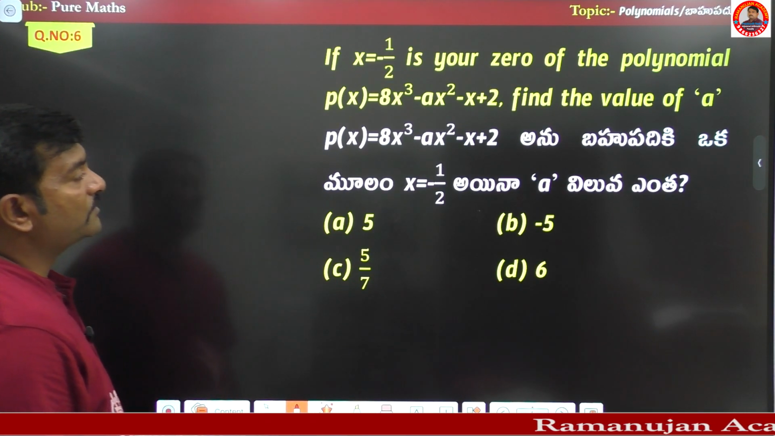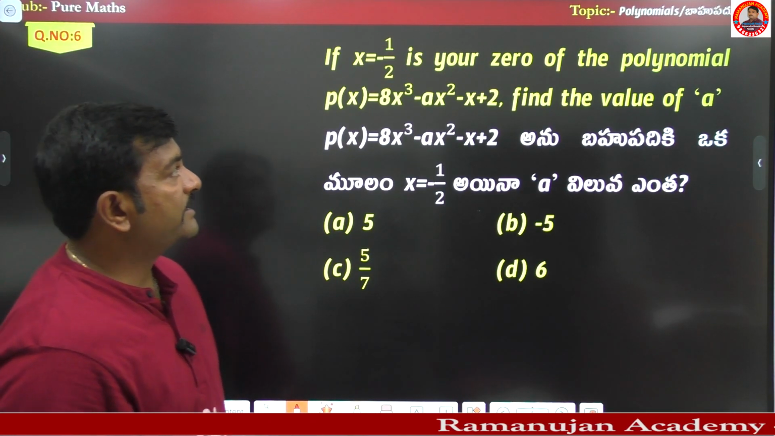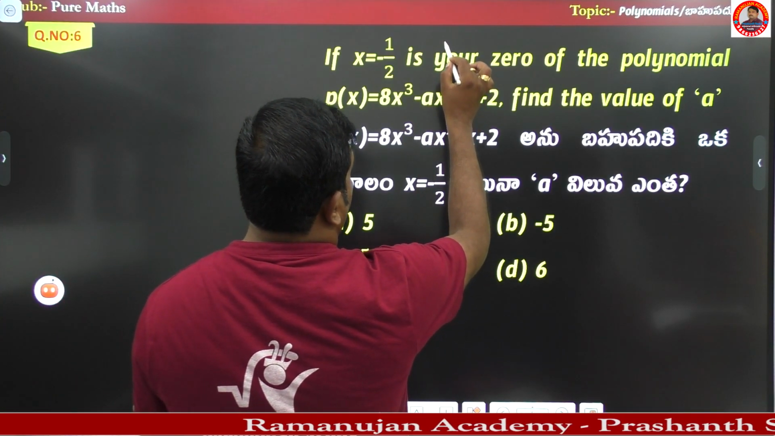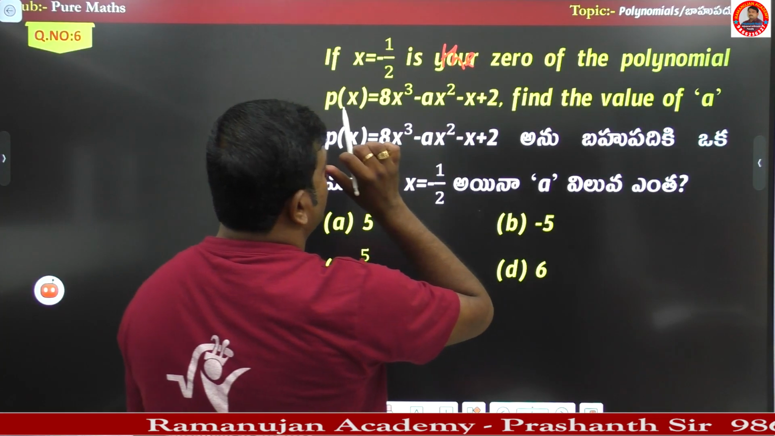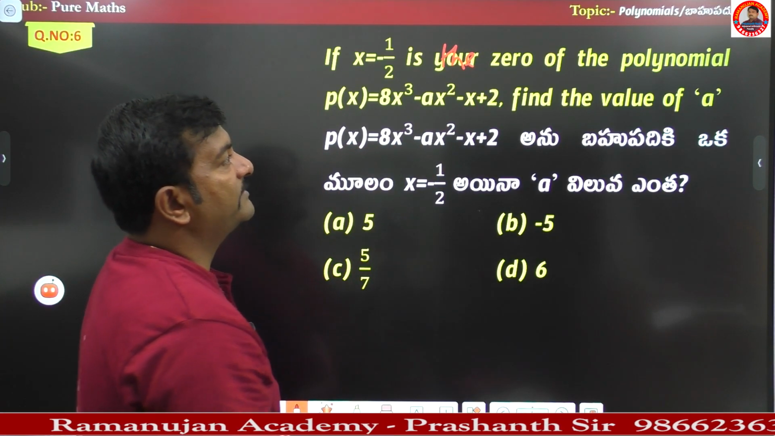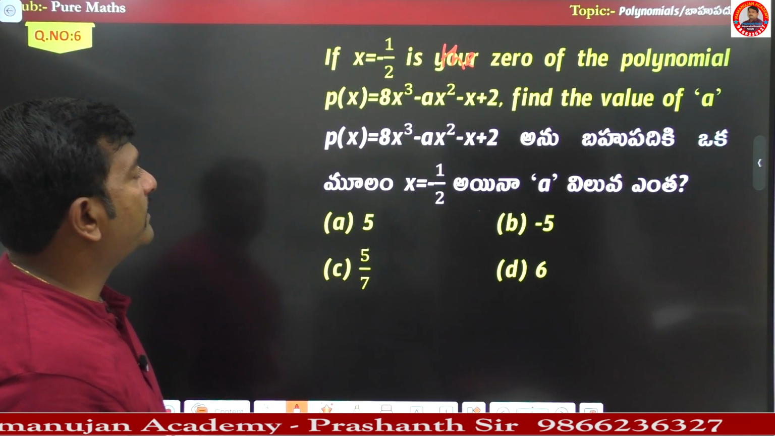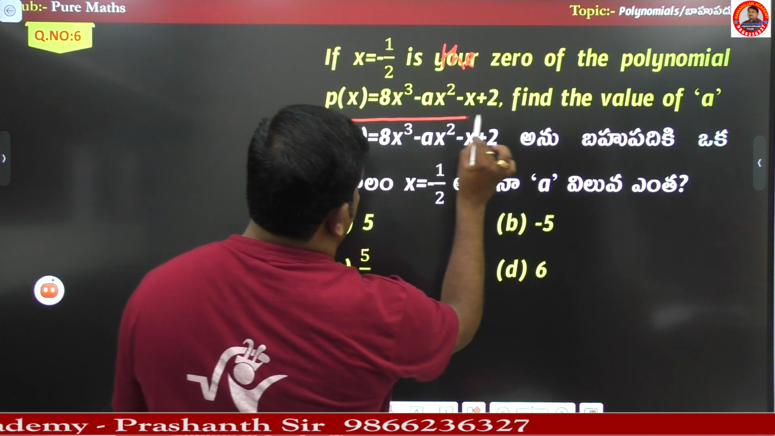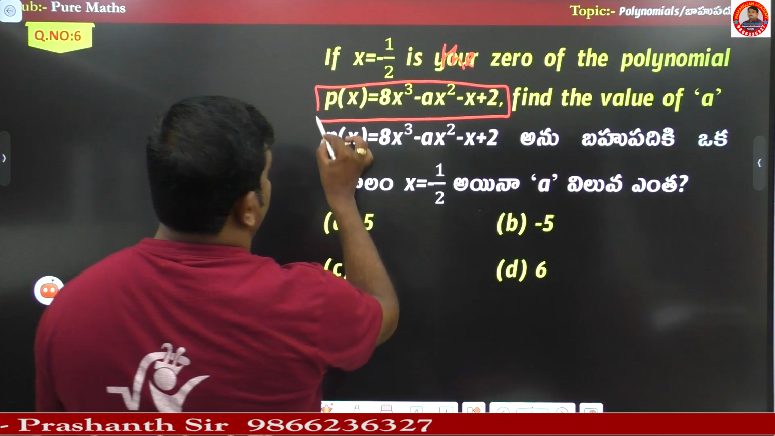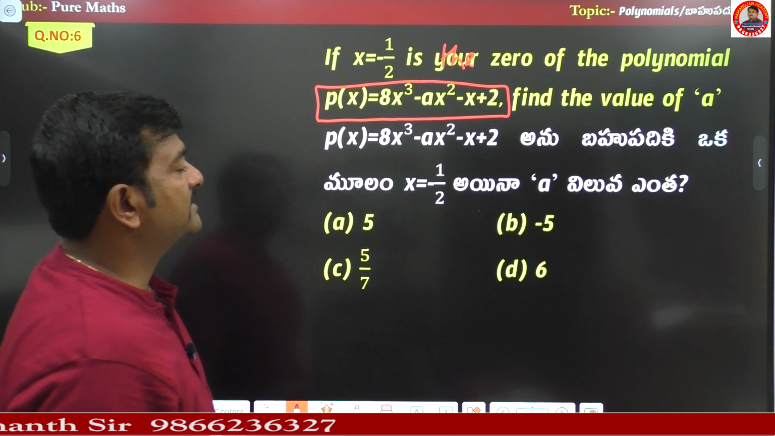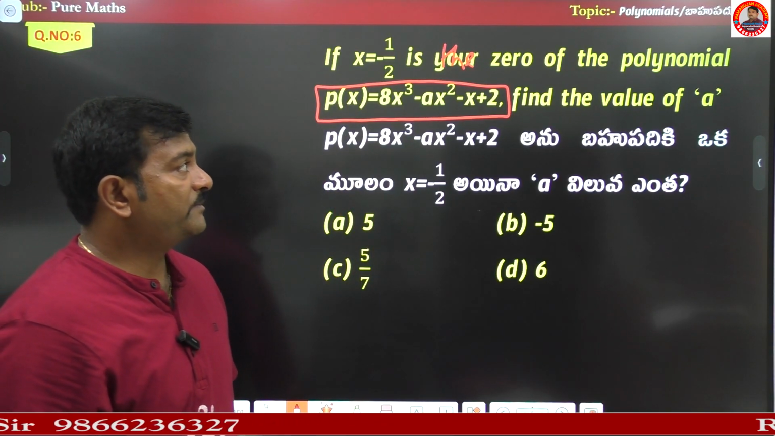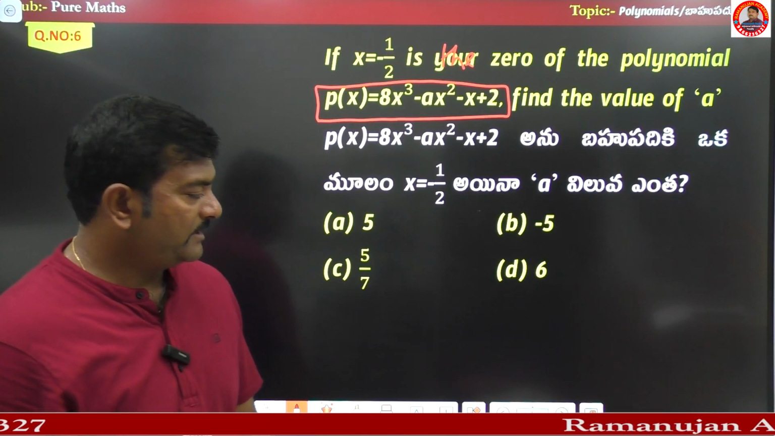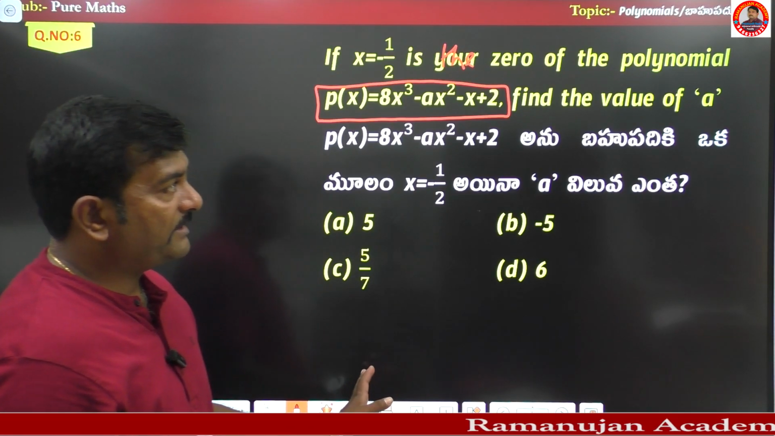Now observe here, x equal to minus 1 by 2 is the 0 of the polynomial p of x, which is given as 8x cube minus ax square minus x plus 2. Find the value of a. He asked to find the a value again. Same as the previous question only.